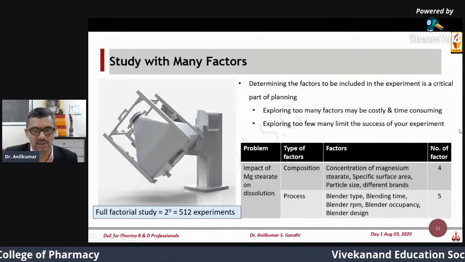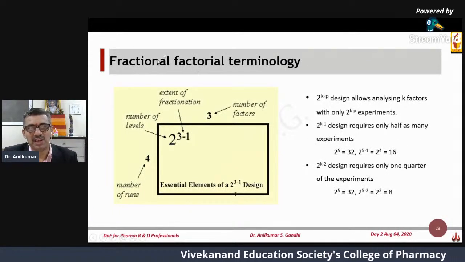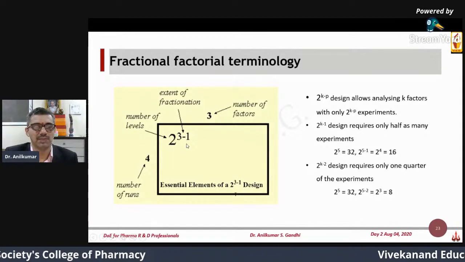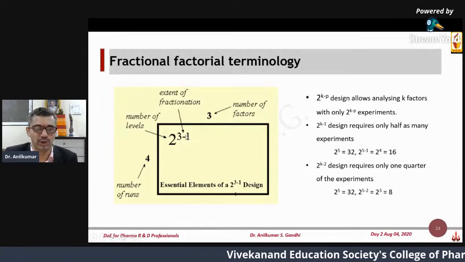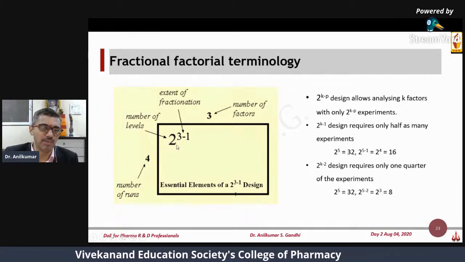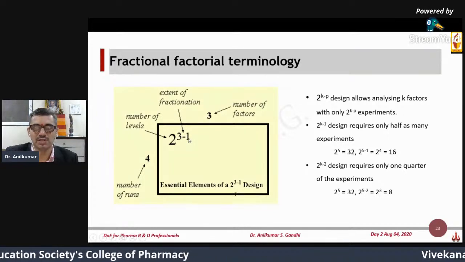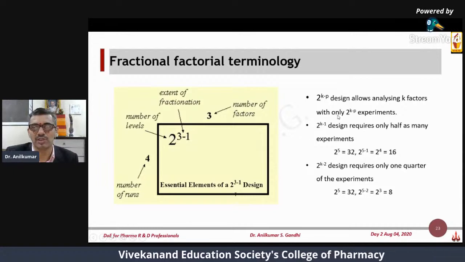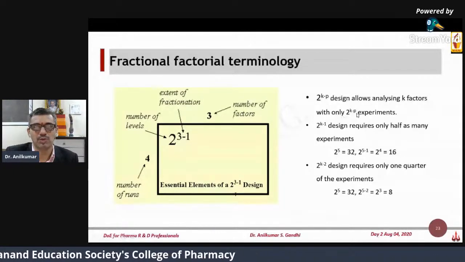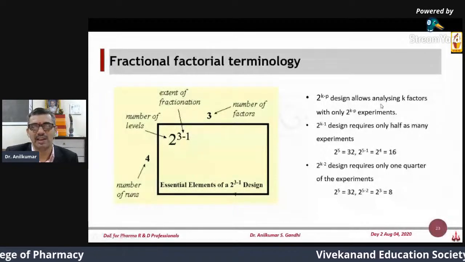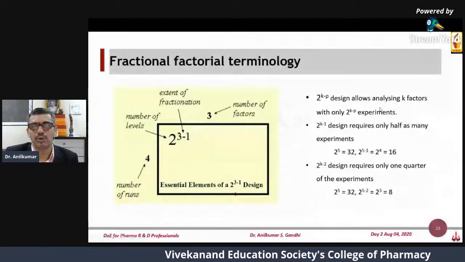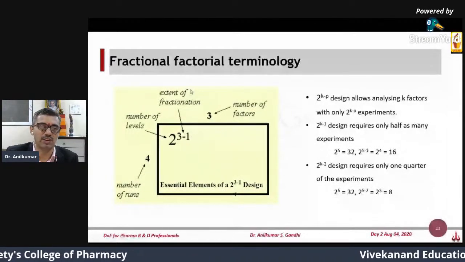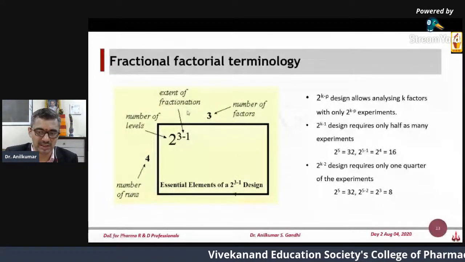So nobody is going to do this many experiments. So there is something called fractional factorial design, and they are represented by 2 raised to power 3 minus 1. All the terminologies remain the same except this one additional terminology. This is commonly also referred to as 2 raised to k minus p. A 2 raised to k minus p design allows analyzing k factors with only 2 raised to k minus p experiments. What is p? P is the extent of fractionation, and we will see how that works.